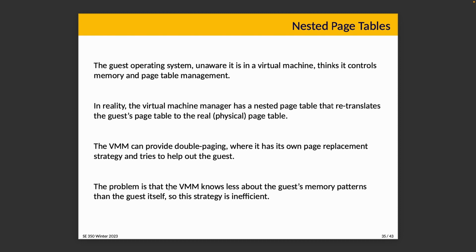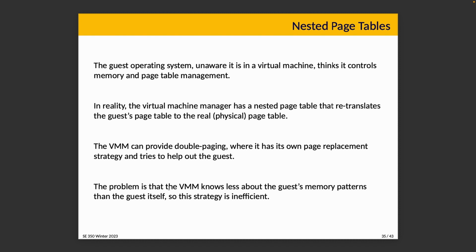And the guest operating system is unaware that it's a virtual machine, so it thinks it controls memory and page management and stuff like that. But in reality, the virtual machine manager is responsible for having a nested page table that retranslates the guest's page table to the real physical page table. The virtual machine manager can then do double paging, which is, it has its own page replacement strategy, and it tries to help out the guest.